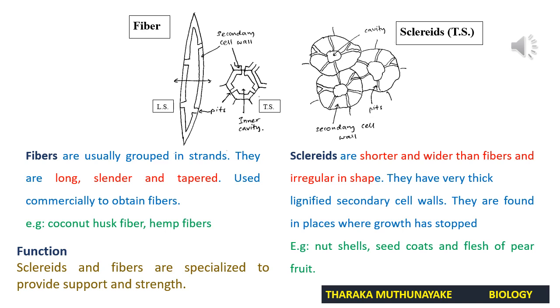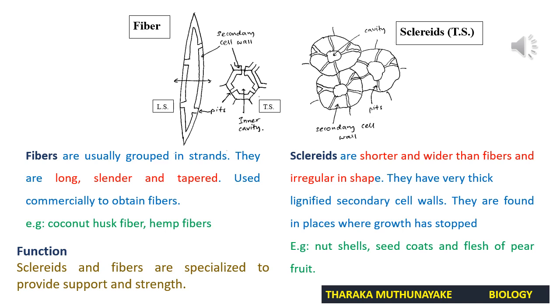Okay, then if you consider sclereids, now you can observe the shape of the cell is different. Here it is said sclereids are shorter and wider than fibers and irregular in shape. Not long, irregular in shape. And also these do not possess polygonal shaped transverse sections. They have very thick lignified secondary cell wall. Therefore, you can observe the cavity is comparatively reduced. Very thick secondary cell wall is present.